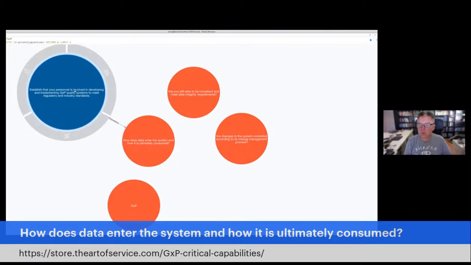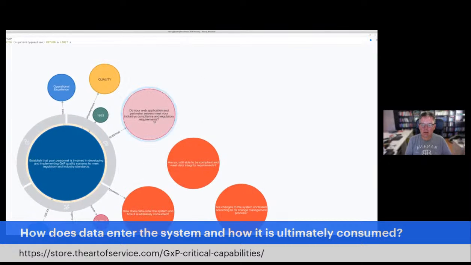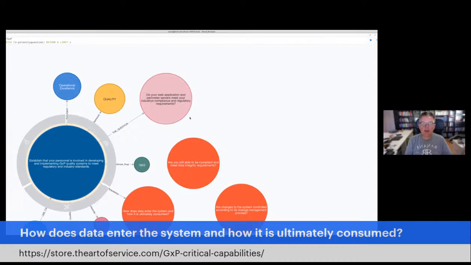Establish that your personnel is involved in developing and implementing GXP quality systems to meet regulatory and industry standards. And the question you can ask is, do your web application and parameter servers meet your industry's compliance and regulatory requirements? You look at this color, yellow, I spoke about that, swim lane, the quality swim lane. So this is part of the quality swim lane.